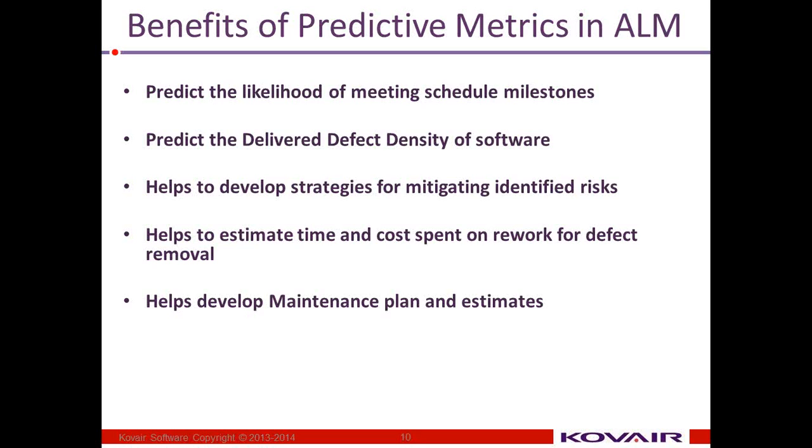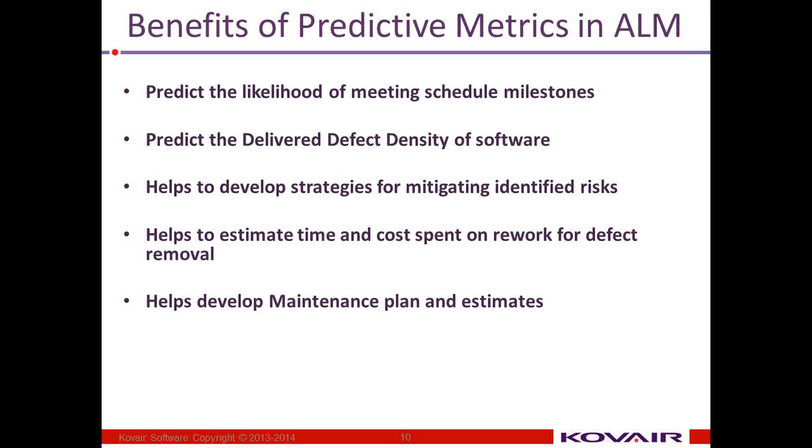And the benefits of these predictive metrics in ALM are that they predict the likelihood of meeting your scheduled milestones, and that's very important if we are going to have a schedule variance. The earlier we know that, the better for all of us. Then they predict the delivered defect density of the software, what is going to be delivered. It's not yet delivered, but what will be the defect density after delivery.